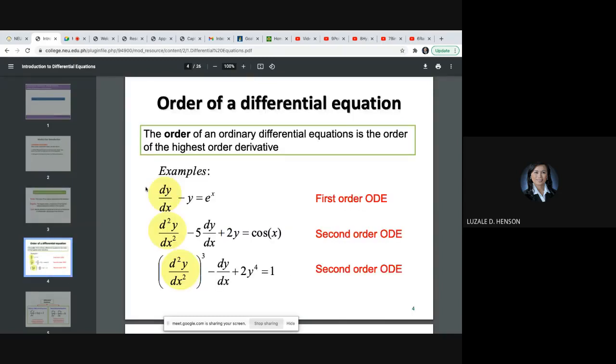So let's have some examples, class. This one is first order. This is a derivative symbol in which you get the derivative of y in terms of x. So it's only the first derivative. That's why it's first order. And there's no other derivative expression in the equation.